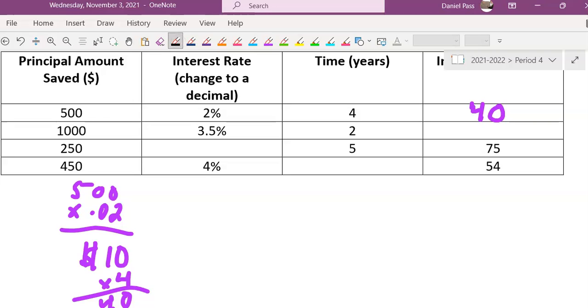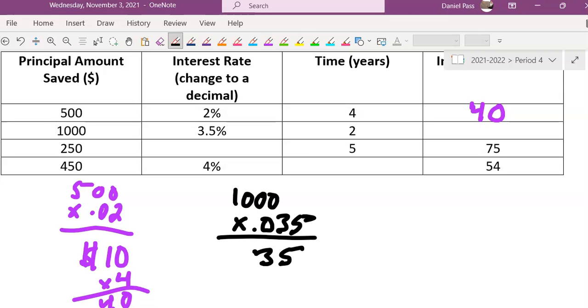Principal amount saved is $1,000, and the interest rate is 3.5%, which is 0.035 times 1,000 equals... wait, no, that equals $35. The decimal goes over to the right 3 times. Okay, good. And then you multiply by 2 because of the 2 years, you get 70.